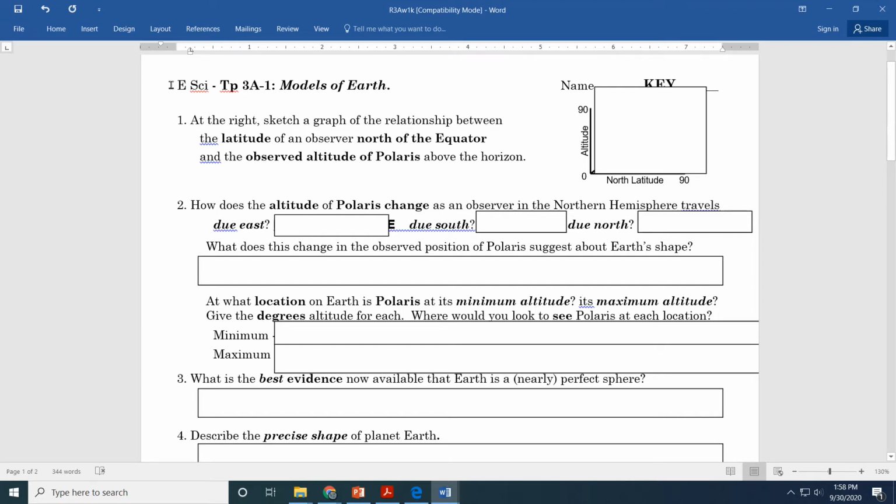Okay, let's go over 3A-1 models of Earth. Number one, at the right, sketch a graph of the relationship between the latitude of an observer north of the equator and the observed altitude of Polaris above the horizon.